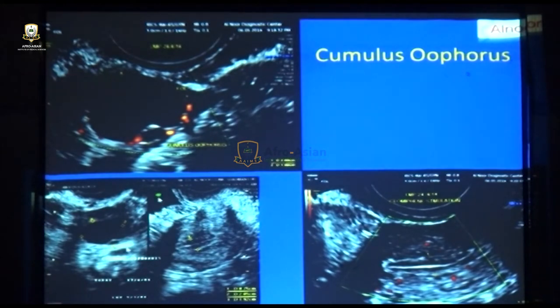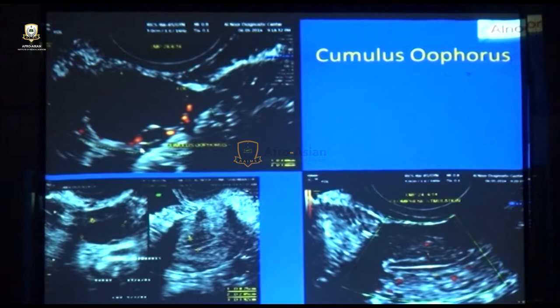You can appreciate the follicle here. It's about 19, 20 millimeters. The last period was on the 24th of May, and now she is coming on the 6th. That means after about 12 days, it's very ideal for a normal lady with a 28-day cycle.